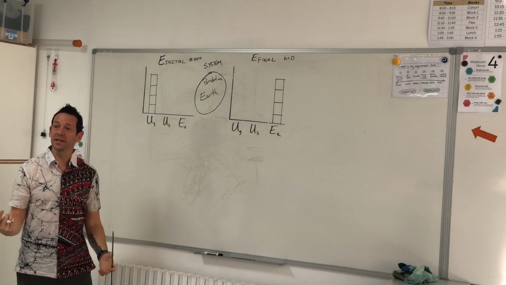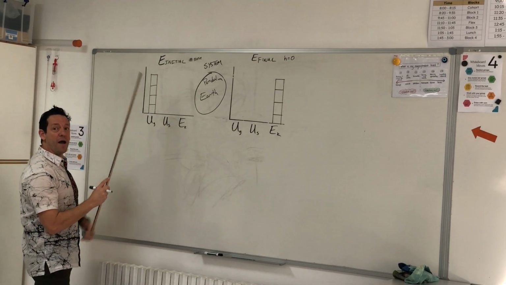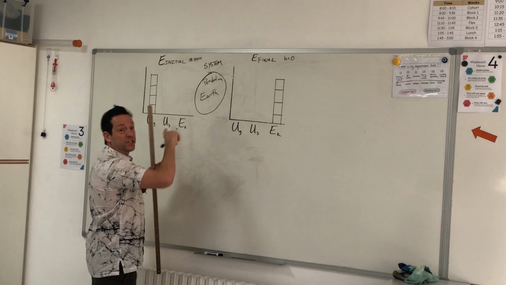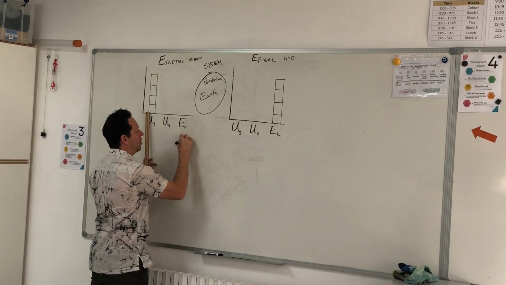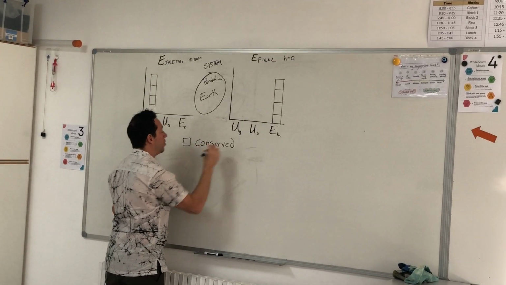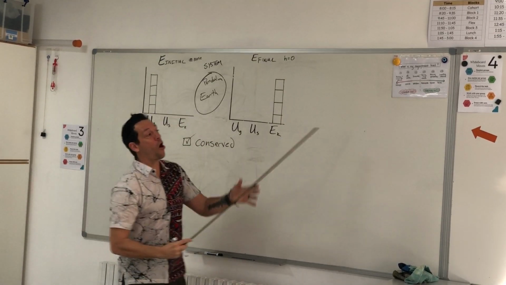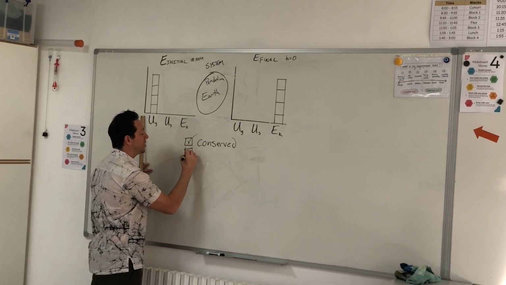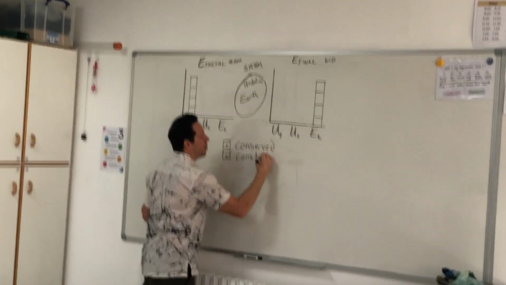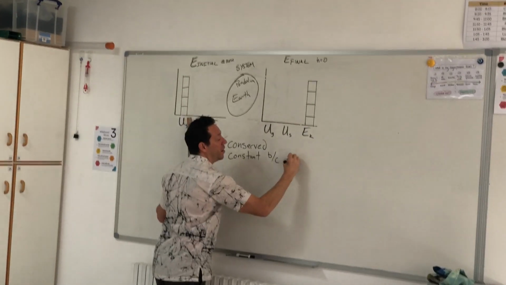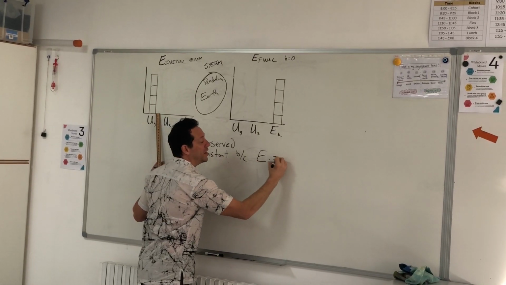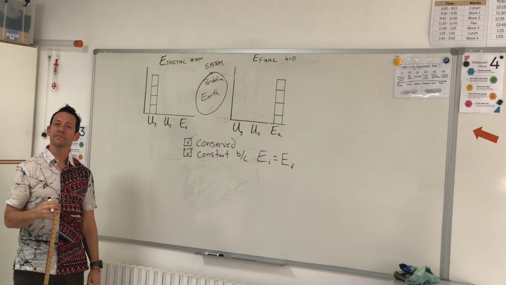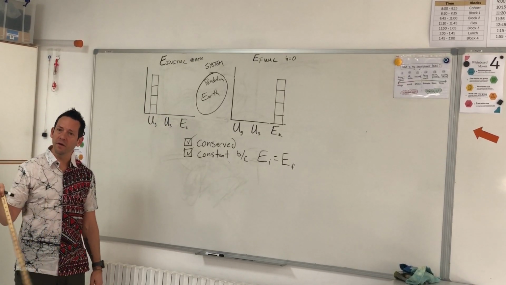So in this case, all of my gravitational potential energy was transferred into kinetic energy. This is considered conserved. Why is it conserved? Because it's always conserved. There is a law of conservation of energy. And in this case, it is also constant because the initial energy is equal to the final energy. Okay, we're starting to get it.